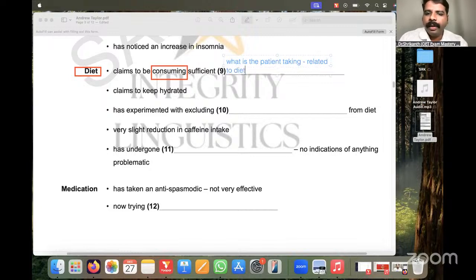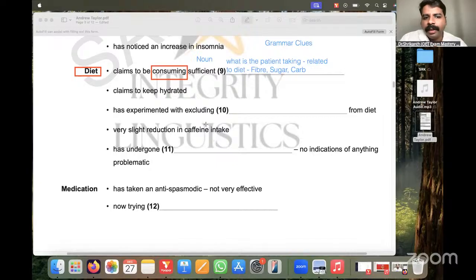So it could be fiber. Okay, it could be fiber, it could be sugar, right? It could be carbohydrates, right? So something the patient is consuming in very good quantities, and this is related to diet. So like this, you must be able to predict, okay, this is the type of answer that is going to come over here. That is, it is going to be a noun. So here also, the answer is going to be a noun over here. So this is what we call the grammar clues. Right. Now, let's come to the 10th question.